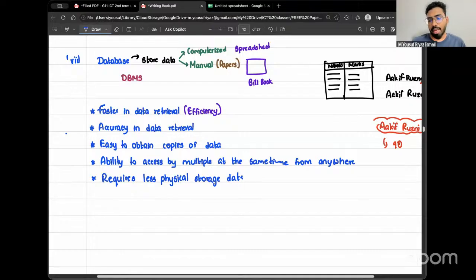More efficient and less manpower needed. For what? You can't just mention more efficient. It should be: what is efficient there? Depending on who's marking your paper, they can mark your answer wrong. So be specific. Don't just say accurate. Don't just say efficient. Tell what is efficient there. Data retrieval is efficient. Accuracy in finding data. That's how your answers have to be.